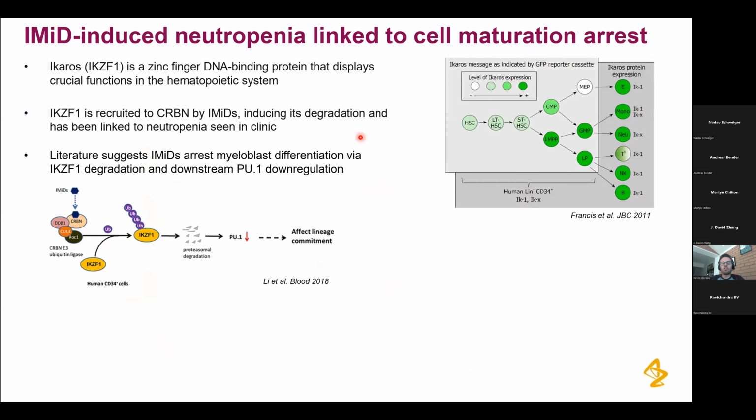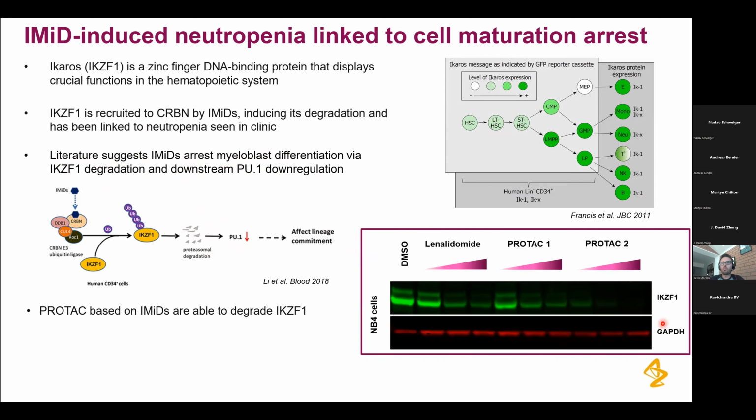Regarding the bone marrow toxicity or the neutropenia that I mentioned, which is a dose-limiting toxicity for these drugs, this has been associated with the degradation of the Ikaros transcription factor, or IKZF1. IKZF1 is also recruited to cereblon by IMiDs and undergoes degradation. Ikaros is expressed in the hematopoietic stem cells and its expression increases across differentiation. And the literature suggests that with the IMiD drugs, there is a block of differentiation at the myeloblast level because of the Ikaros degradation, which in turn regulates the PU.1 transcription factor.